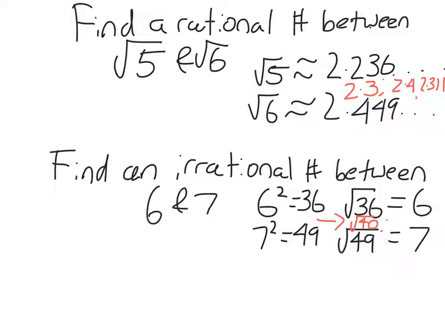I could pick another number like 42. The square root of 42 will be between 6 and 7 because 42 is between 36 and 49. But 42 is not a perfect square, therefore the square root of 42 will be irrational. So that's another irrational between 6 and 7. So if you're asked to find an irrational number between two rational numbers, remember all whole numbers are rational, the easiest way to do it is by using square roots as I've done.